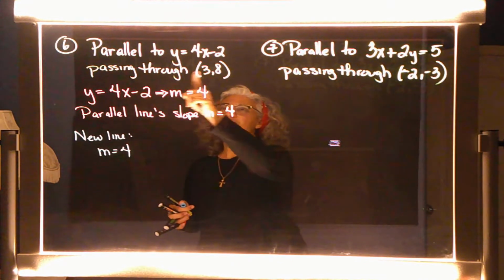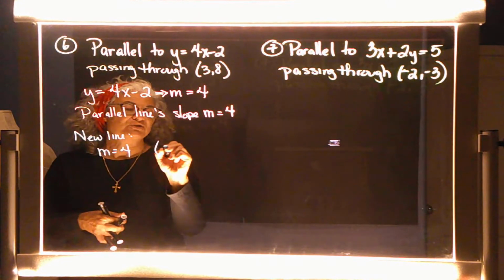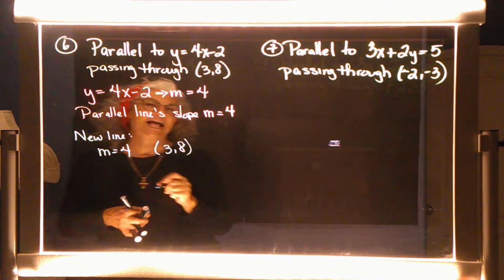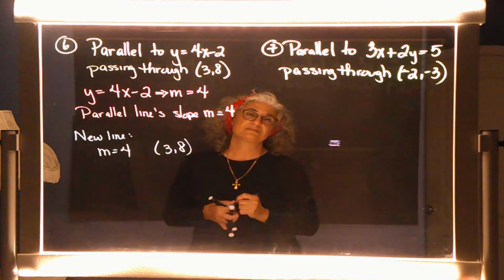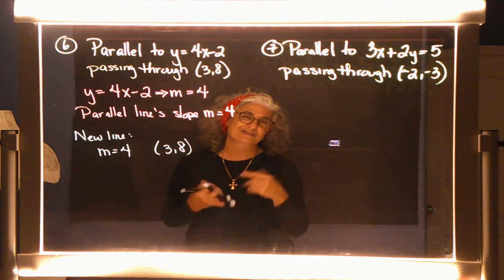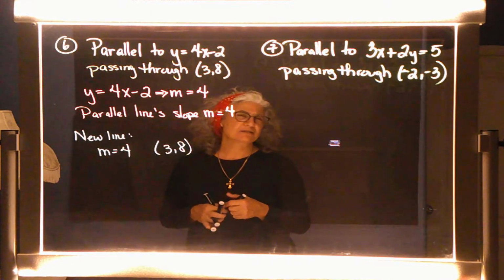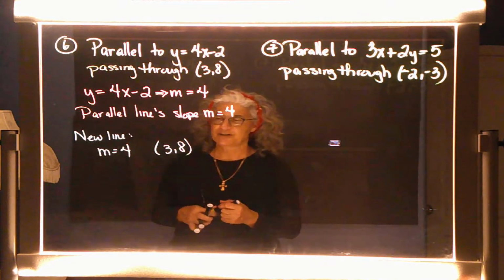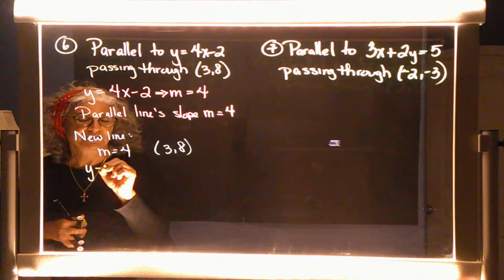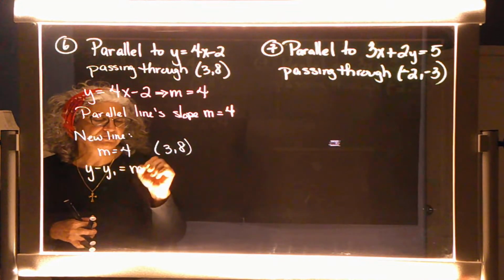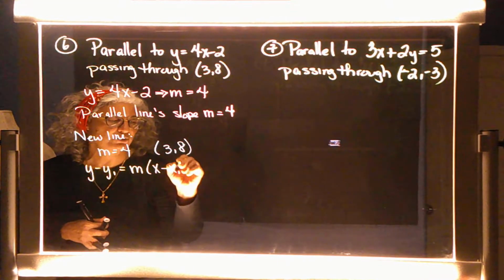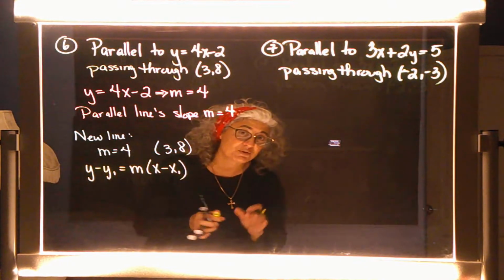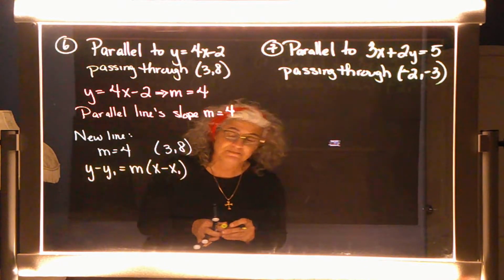But I also need a point. Yes, it's passing through the point 3, 8. So I have a slope now, and now I have a point. Well, they gave me the point; I needed to find the slope, didn't I? Okay, so what are we going to do? Yeah, let's get that generic equation written: y minus y sub 1 equals m times the quantity x minus x sub 1. So I know how to fill in all the blanks, fill in the puzzle pieces.